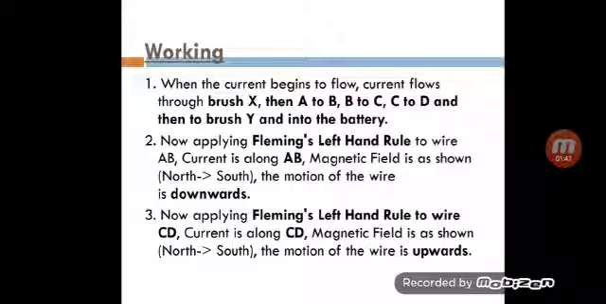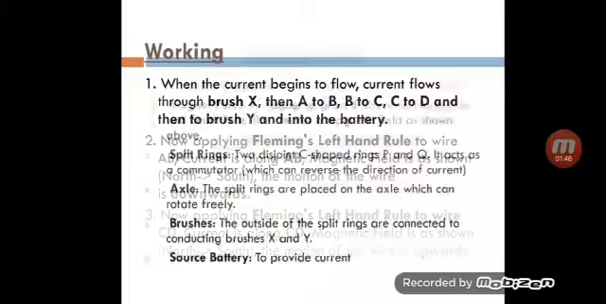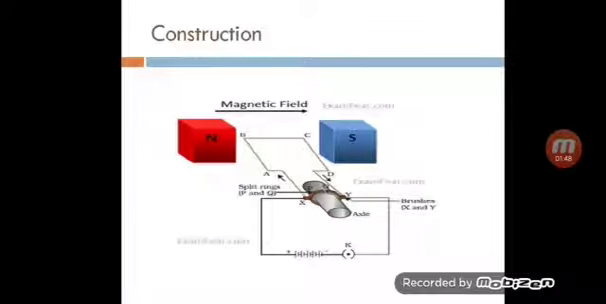First, when the current begins to flow, current flows through the brush X. Here you can see in the figure that when the current starts flowing, it starts from X. That is, the direction of the current through the armature is from A to B, and on the side CD it is from C to D. Now, applying Fleming's left hand rule.